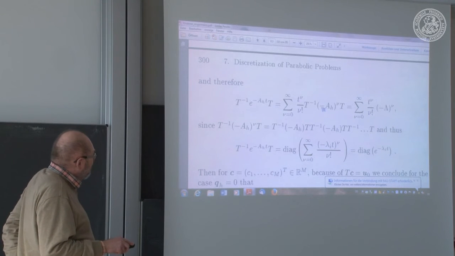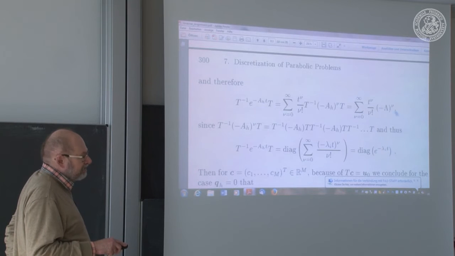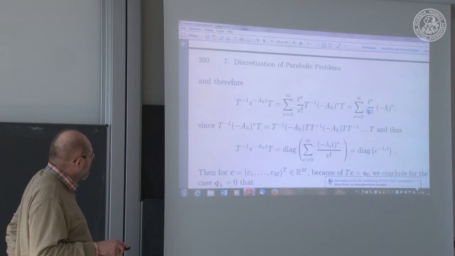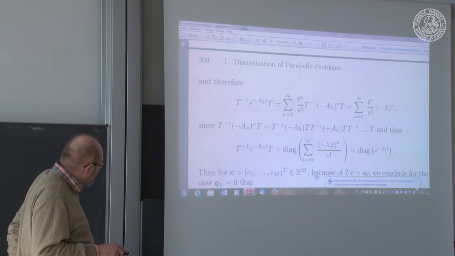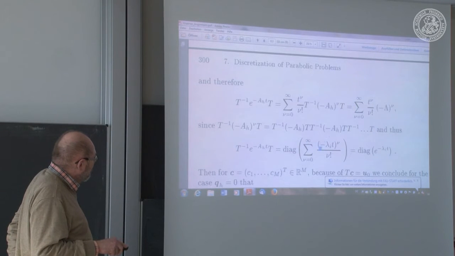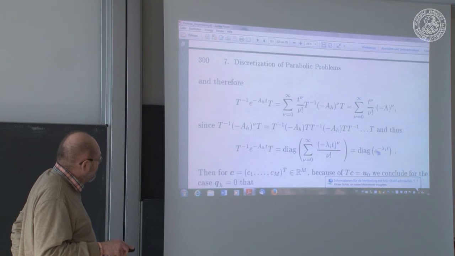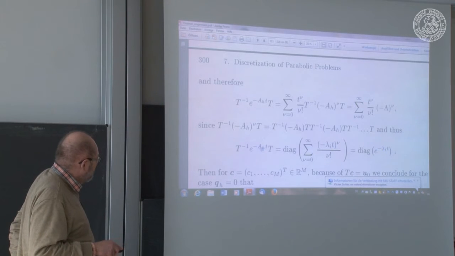And now everything has reduced here to computation with diagonal matrices and also all the convergence business. So in the end we get a diagonal matrix here which has as diagonal entries these corresponding series here, which are nothing but then e to the minus lambda t.